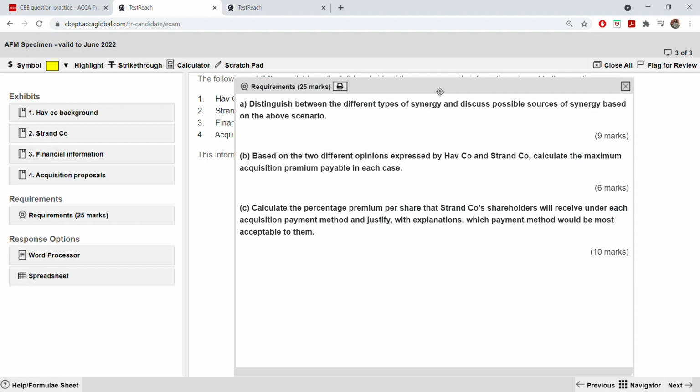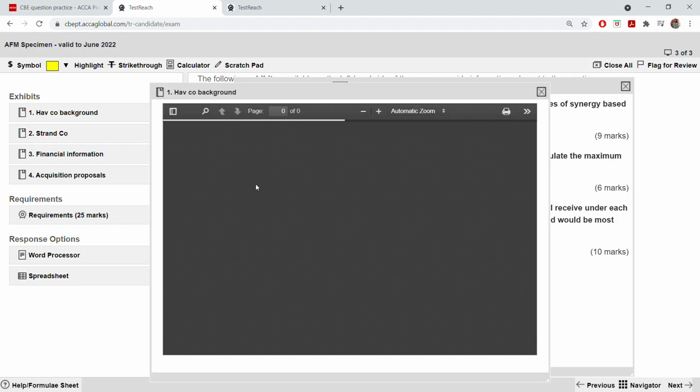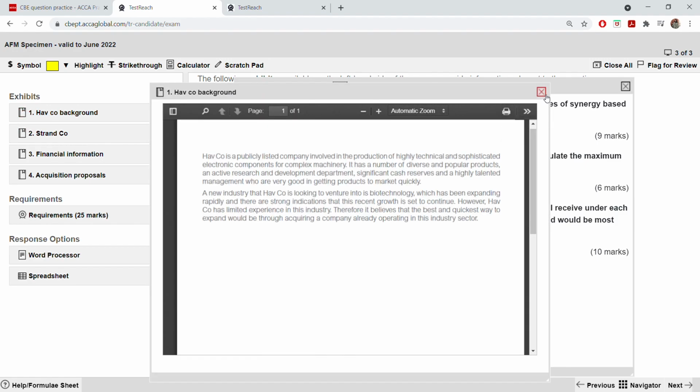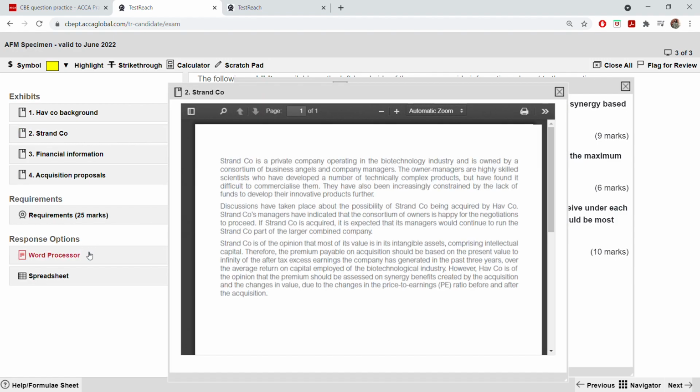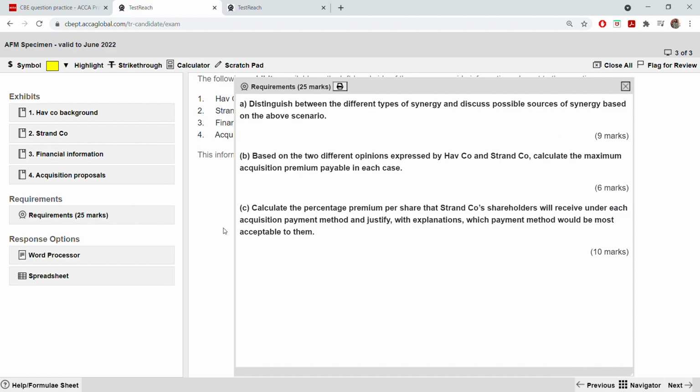We are not going to go into the answer for this because it's totally writing. It's your knowledge part. The three types of synergies are cost synergy, financial synergy, and revenue synergy. You need to talk about it with some examples, of course, and relate to the case study. For that you can use the Have company's background and the Strength company background. So the first two exhibits can be used for requirement A.